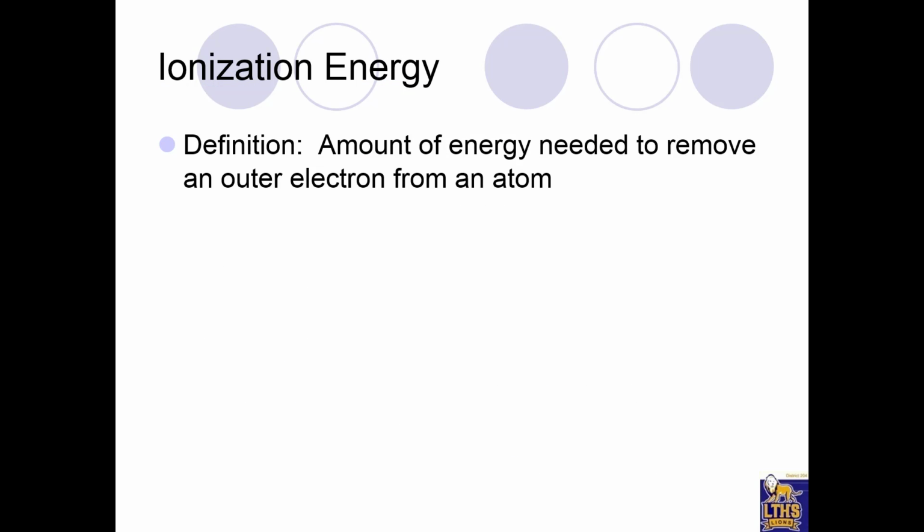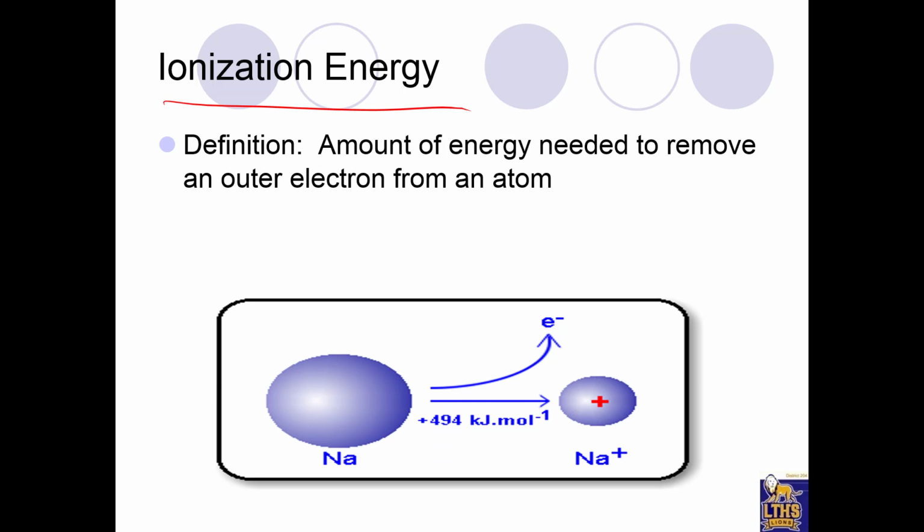All right, so ionization energy, another definition. Okay, it's the amount of energy needed to remove an outer electron from an atom. So here's sodium. It has 11 protons, so it has 11 electrons.